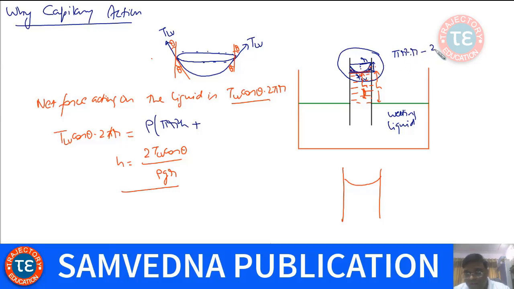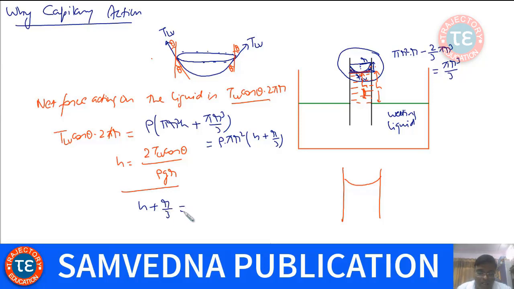r square, and this height will also be r, minus, so that will come as pi r cube by 3. So this will be plus. So in that case you have H plus R by 3, and rho, and g also over here, g r. Alright, so this way you can do it.